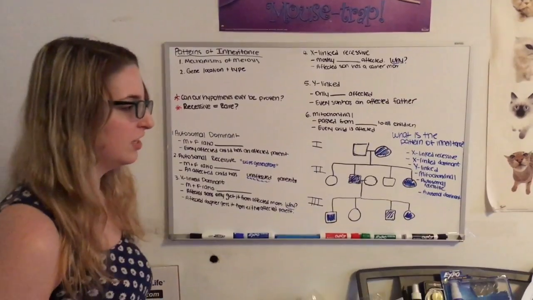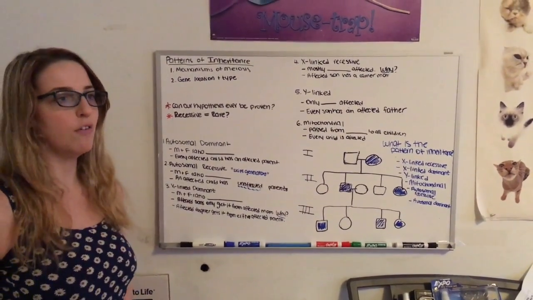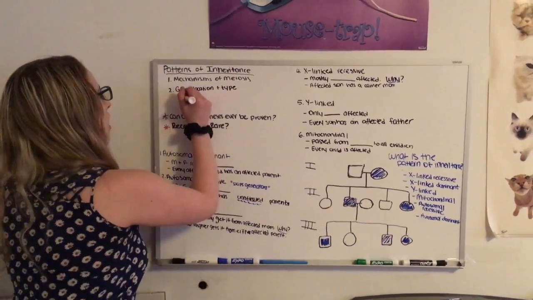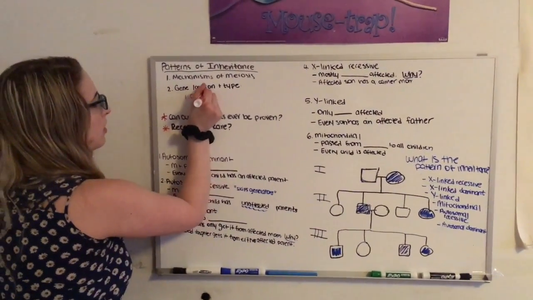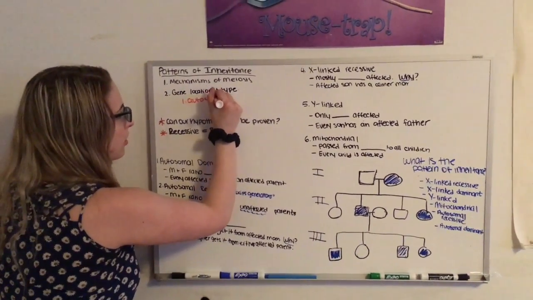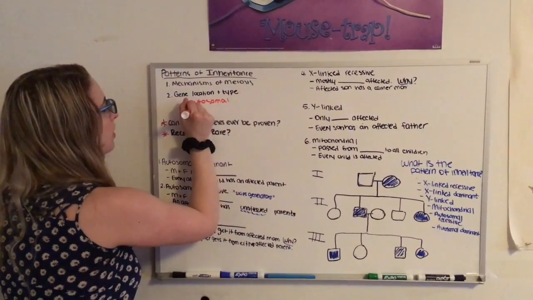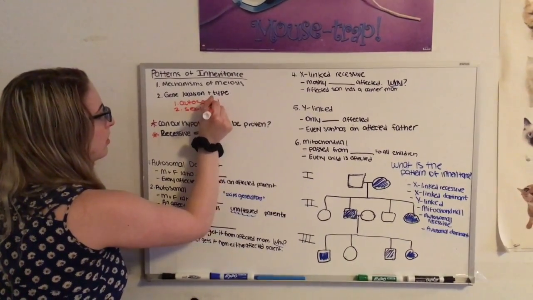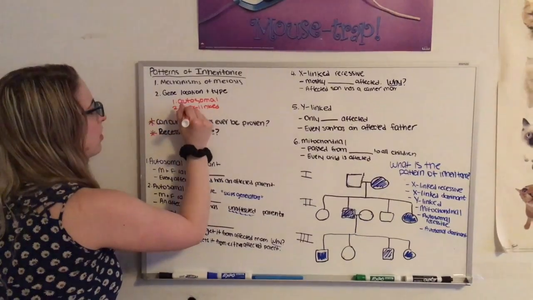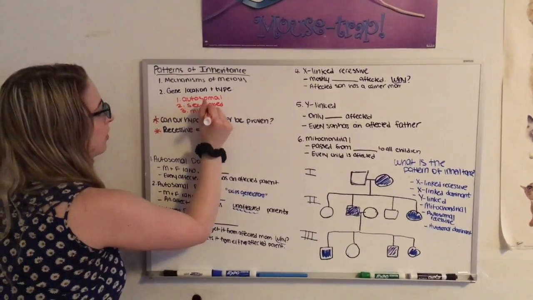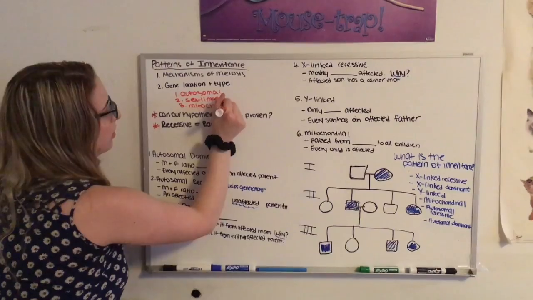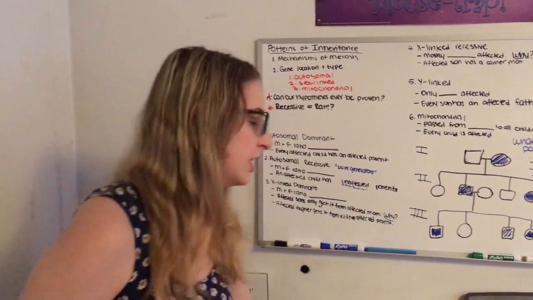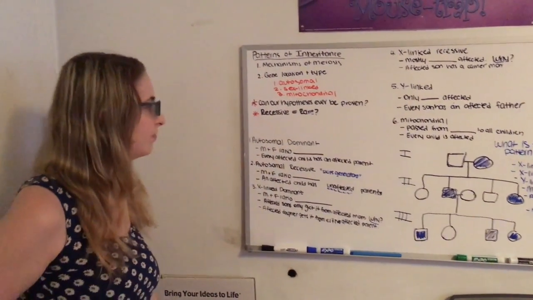And by gene location, I mean depending on the location of where the alleles are, whether they are in autosomal chromosomes, or sex-linked chromosomes, or mitochondrial, we will see different predictable inheritance patterns.